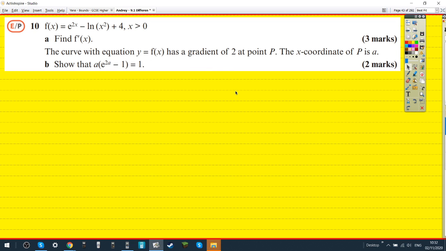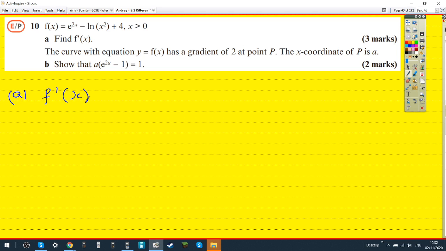This one. The curve with equation has a gradient of 2 at point P. The x coordinate of A. This might be worth doing. Yeah, it's a bit different. All right, let's do B. We better do A first.